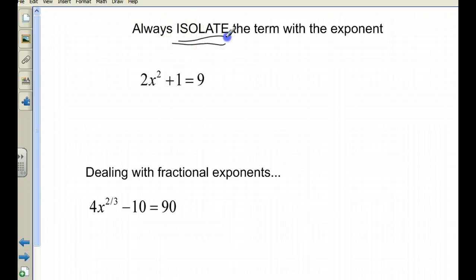So the idea we've already kind of mentioned is you want to isolate the variable with the exponent here. So let's subtract 1 first. You get 2x squared equals 8. Divide by 2, you get x squared equals 4. And now you're going to take the square root of both sides after you've isolated that variable. Oh yeah, don't forget plus or minus on one side. You get x equals plus or minus 2.